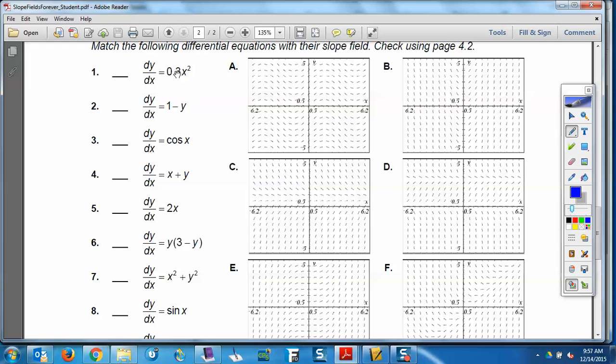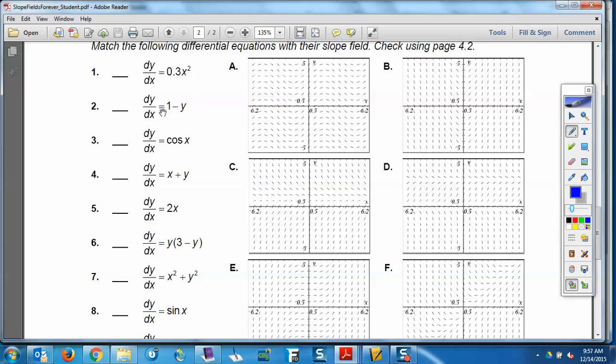Same thing with number 1. Forget the 0.3 for a minute. When you have x squared, what's the antiderivative of an x squared? X cubed, right? It's going to have an x cubed. So when you look at E, it's kind of that S shape that comes up and then goes like this. Again, when you have just x's, those are probably the easiest ones. We talked about plotting a few points so you can see what the slope is, but I think on the ones with x, you can almost just do an antiderivative and see what it's supposed to be pretty easily.